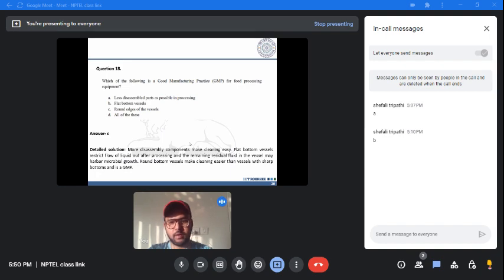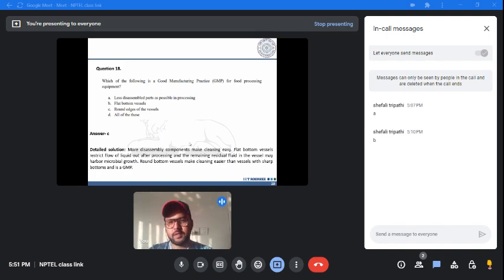More disassembly of components makes cleaning easy. Flat bottom vessels restrict the flow of liquid out of the processing plant, and remaining residual fluid in the vessel may harbor microbial growth. Round bottom vessels make cleaning easier than sharp bottom vessels in good manufacturing practices. So the correct answer is round edge vessels, which make cleaning easier.